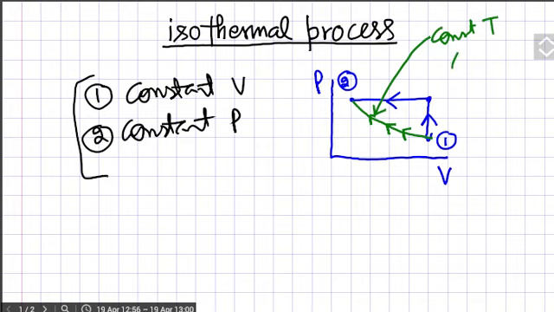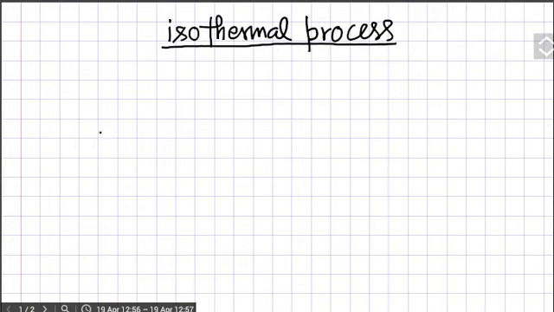Always in this kind of calculation you have to find out the total internal energy change, total enthalpy change, what is the work done, and what is the heat transfer. So these four quantities you have to calculate in your numerical problems.